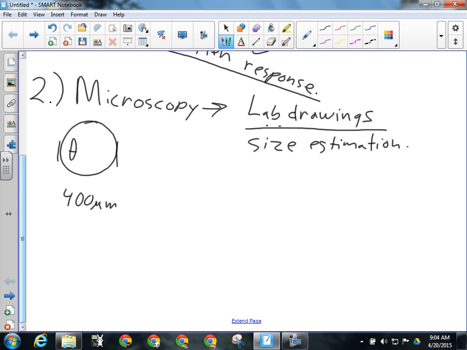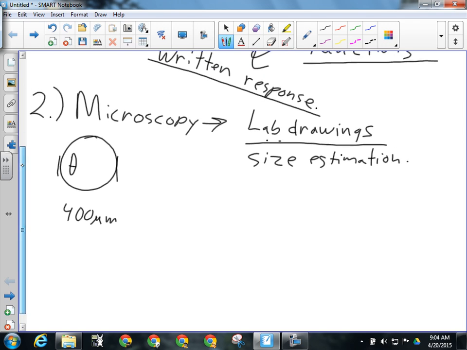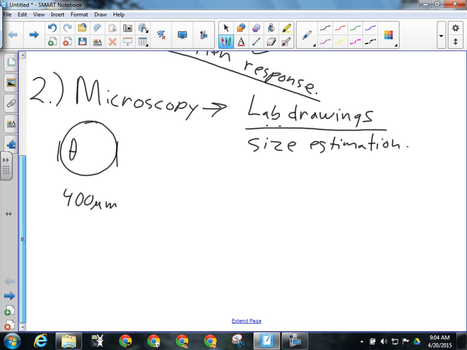Okay, so expect you might be asked to do a lab drawing on the unit exam. But again, it's nothing difficult. You're not going to be marked on your artistic ability. That would be so horribly hypocritical of me to do that because you guys know I can't draw. It would be strictly format. And then after that, we went over the modes of nutrition.